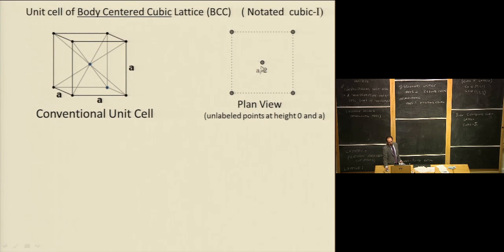So this one is labeled with height a over 2, and down here it says unlabeled points are at height 0 and a. So this one's at 0 and a, this one's at 0 and a, this one's at 0 and a, this one's at 0 and a, and this one here is at height a over 2.